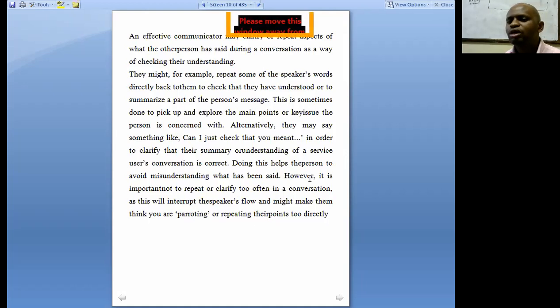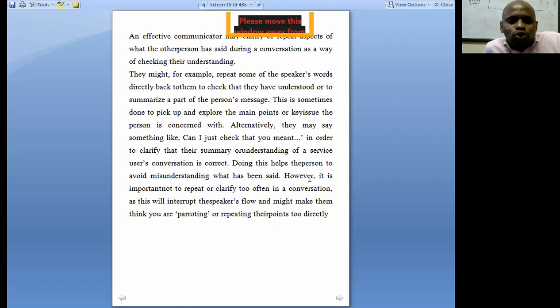Sometimes it is important for the communicator to repeat words as the listener also repeats, so that the communicator will be able to understand if indeed the listeners were able to understand what you meant. This is sometimes done to pick up and explore the main points or key issues the person is concerned with.